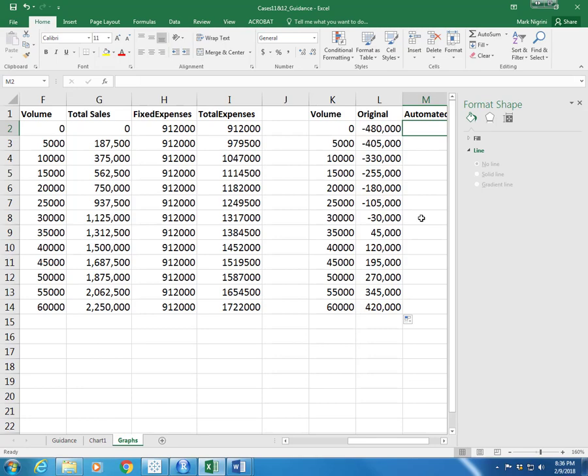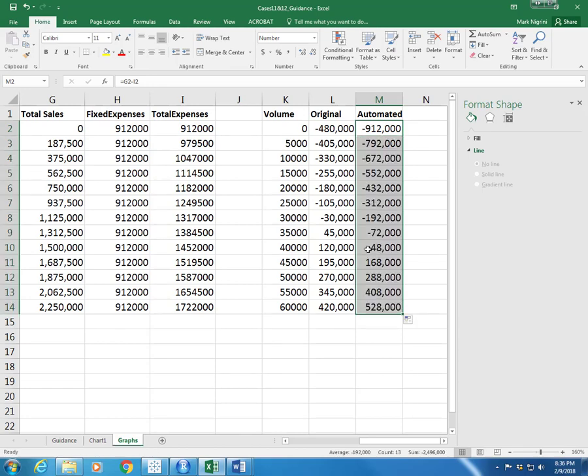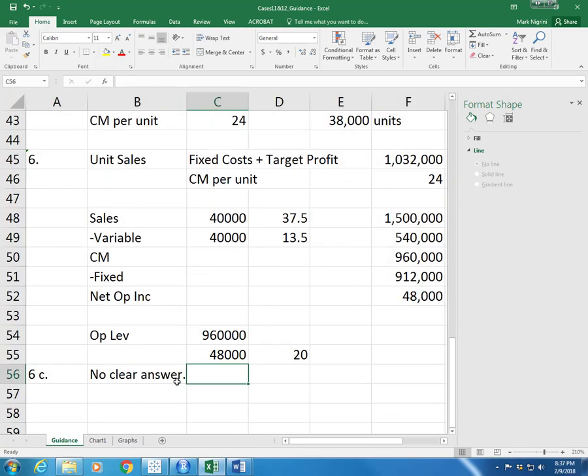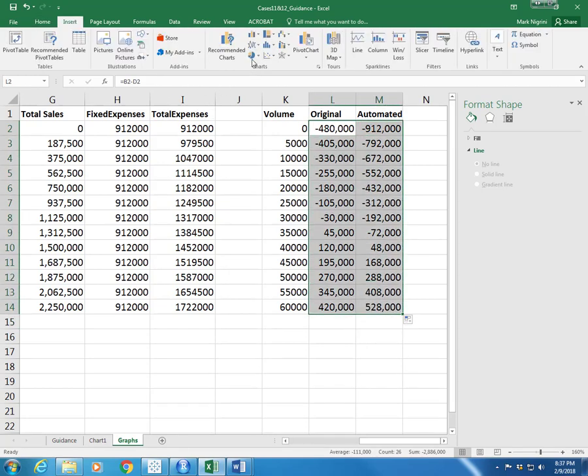And under the automated situation, it's, again, total sales minus total expenses. And I just want to check at 40,000, I make 48,000. And we can go here. At 40,000, I make 48,000. It's looking quite promising. And now I want a graph. This will be one line. This will be another line. Insert.